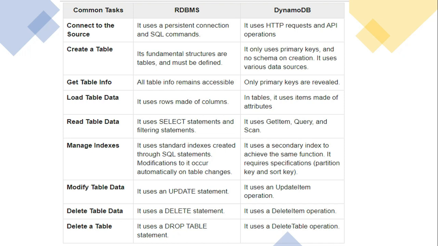Next, delete table data. It uses the delete statement in RDBMS, whereas DynamoDB uses delete item. Next comes deleting a table. RDBMS uses the drop table command, whereas DynamoDB uses the delete table operation. So these are the major differences, based on the common tasks, that we used to differentiate RDBMS from DynamoDB.